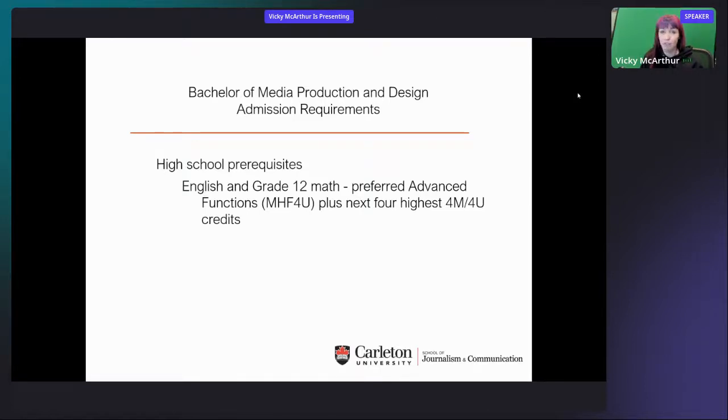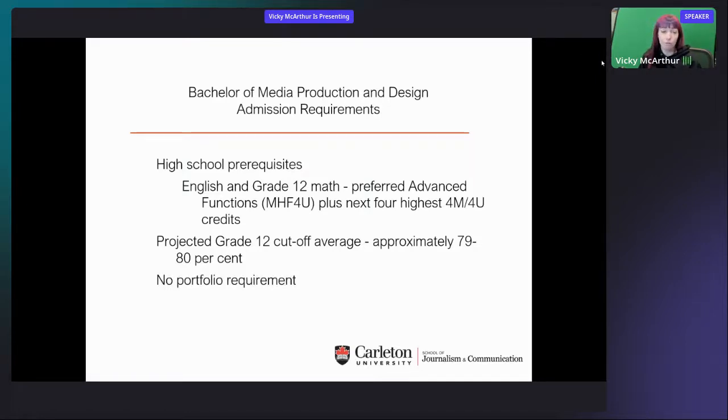The reason we prefer the advanced functions is we actually are a joined program housed primarily in the School of Journalism and Communication, but we also have some of our courses from the School of Information Technology. And those programming courses where you do learn some scripting are much easier if you have that advanced functions. So it is the math we recommend, although it's not the required math to get into the program. Projected grade 12 cutoff average is approximately 79 to 80%. It does shift slightly from year to year, depending on how many applicants we get and what the average is. But that's roughly what we're looking at in terms of your application to the program.